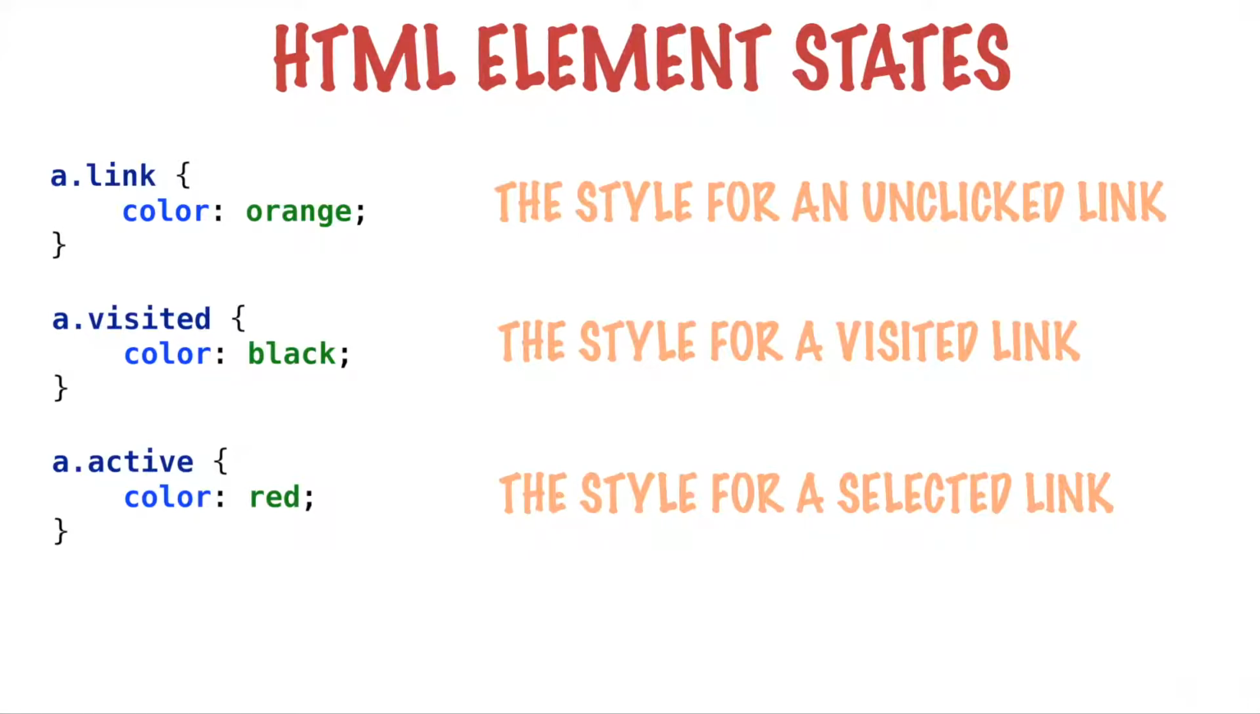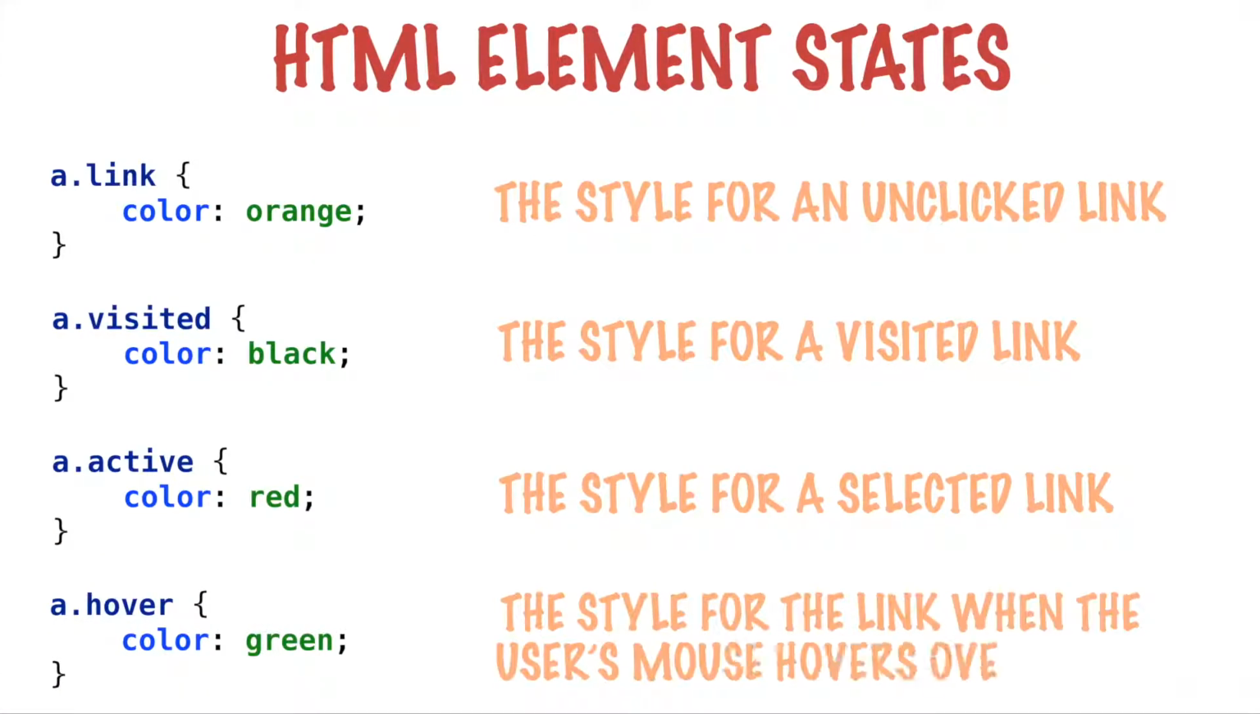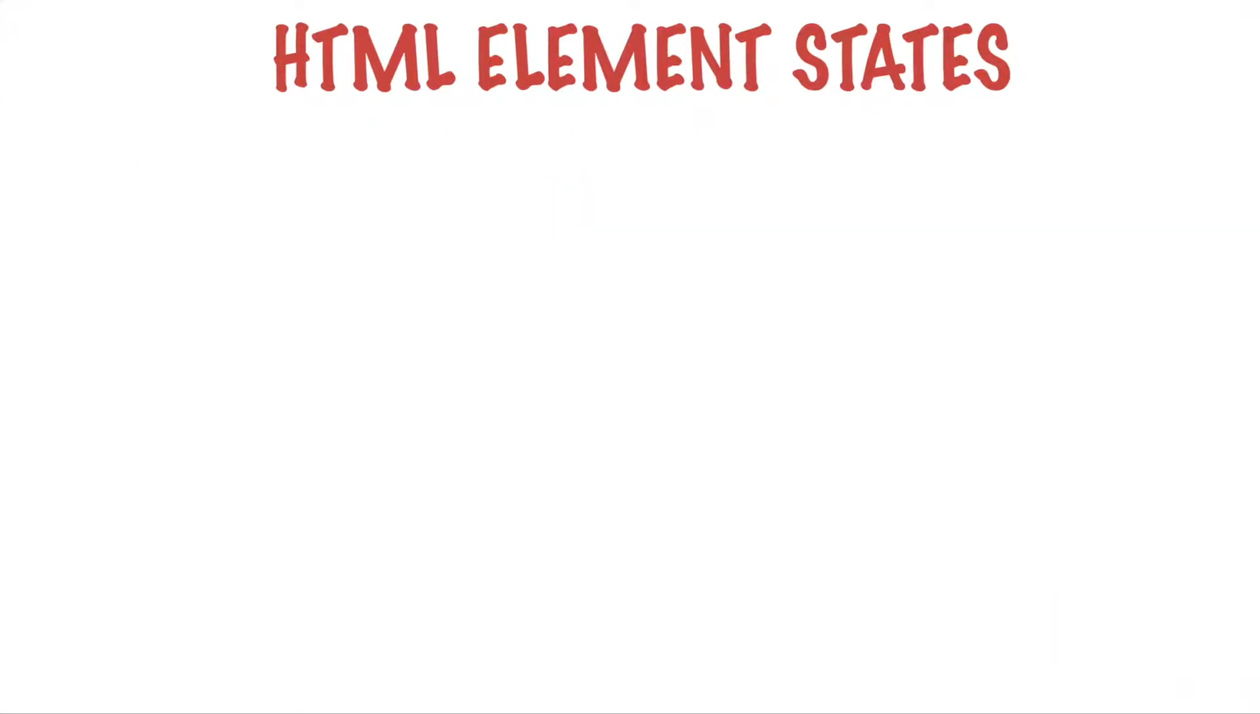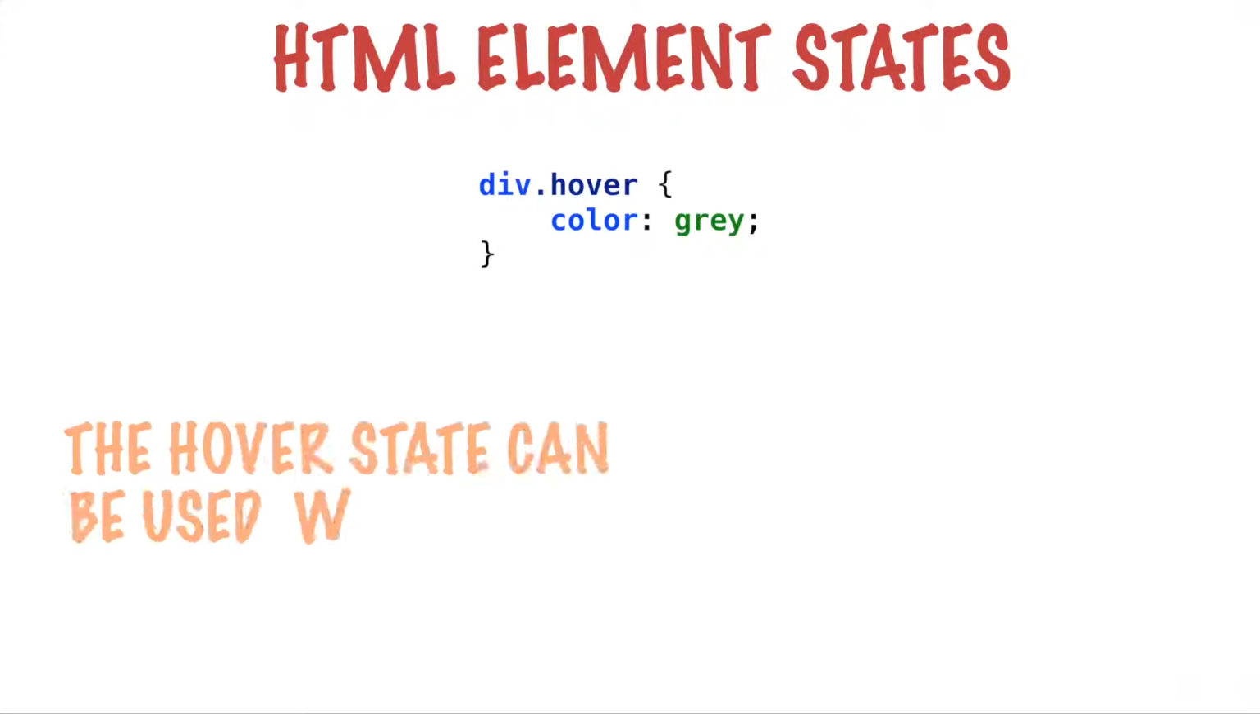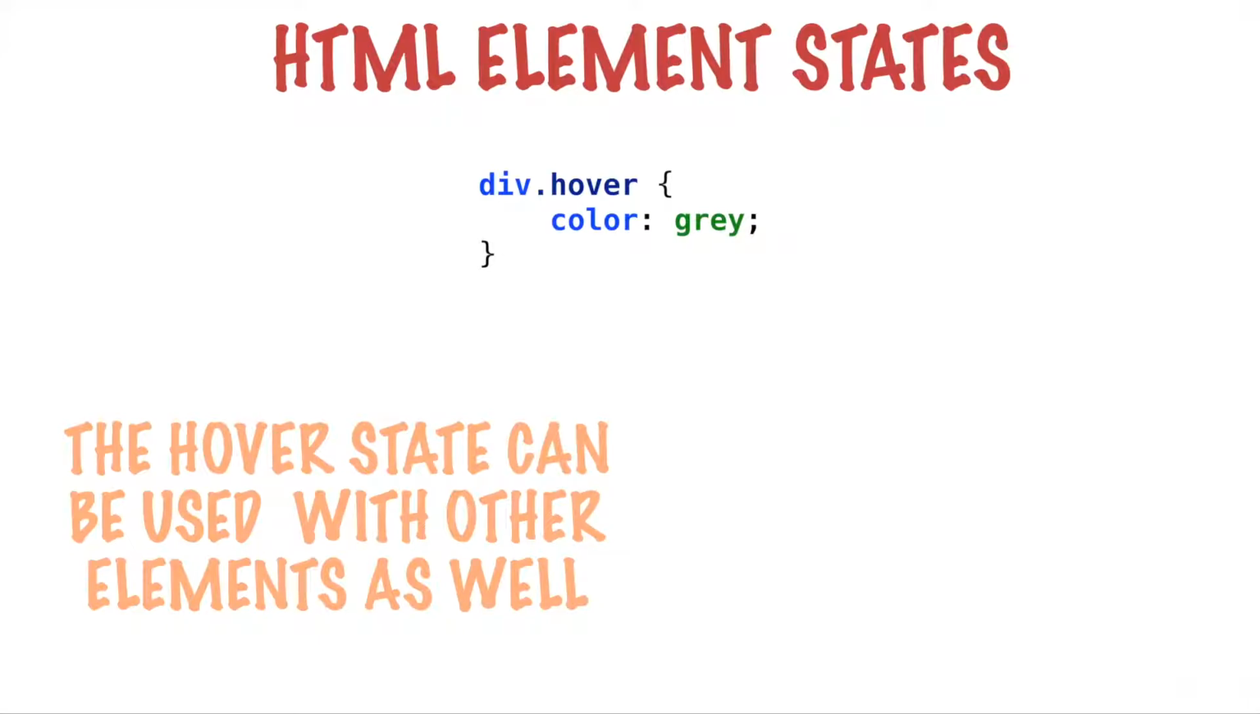Likewise, A.active would work for a selected link, and A.hover would work for when a user's mouse is hovering over the link. These are excellent states for you to create styles on, especially the hover. You should be aware that you can create the hover style on any HTML element. This hover state thus can be used on any HTML element to provide feedback to the user.